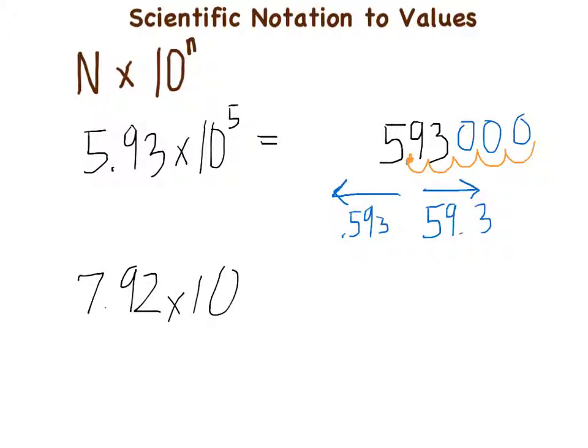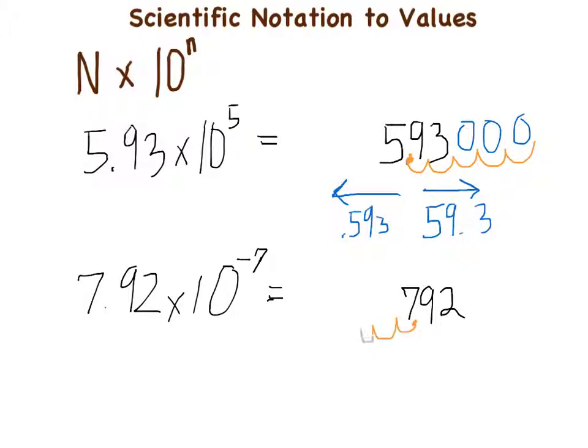7.92 times 10 to the negative 7. Alright, so that's going to equal, and using the same method, you got to think ahead and leave some space. 792. So originally the decimal is right there. Now the exponent over here is negative 7. 10 to the negative 7 will be something like 0.000000. So this is definitely going to be a smaller number. If we were trying to make it a smaller number, we move it to the left 7 times.